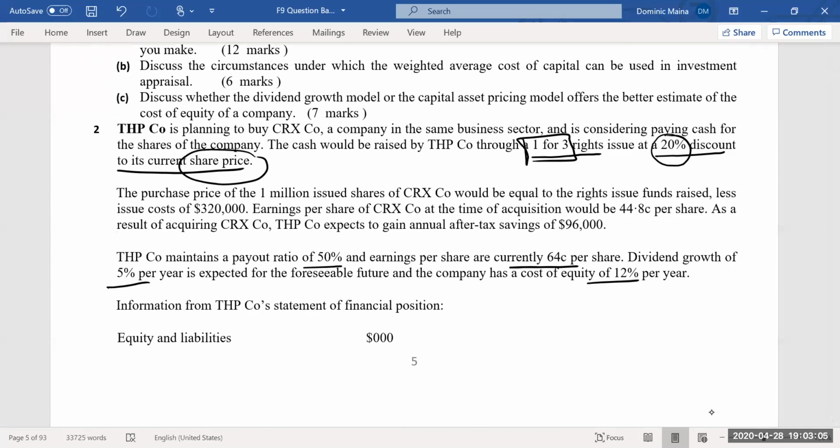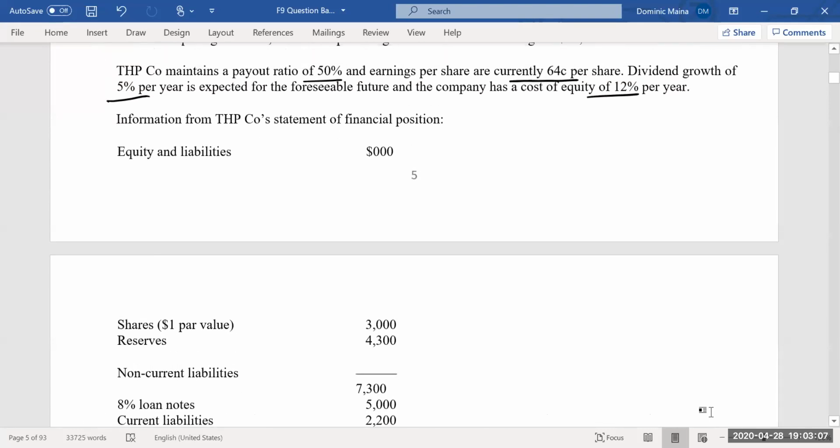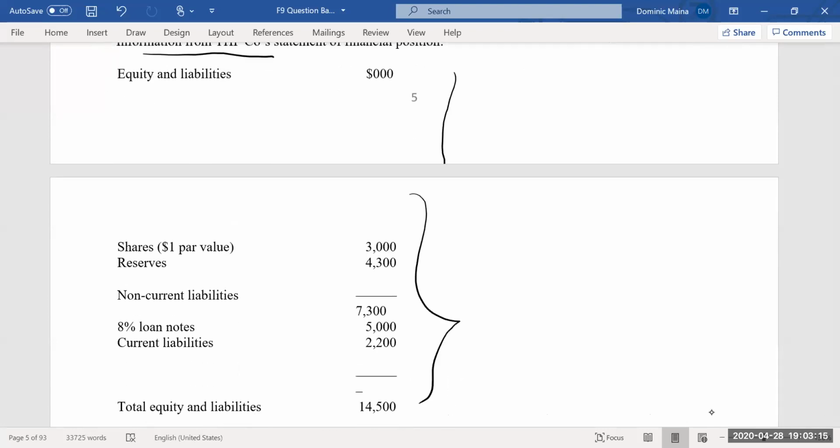Now if you go to the balance sheet of THP, don't forget these are the accounts for THP. Whatever you have here, these are accounts for THP. If you go to the balance sheet of this company, you can see that the nominal value of the issued shares of the company is 3 million. The par value, which is here, is 1. Therefore, the number of shares this company has is 3 million shares. If therefore it is a 1 for 3 issue, it's a 1 for 3.